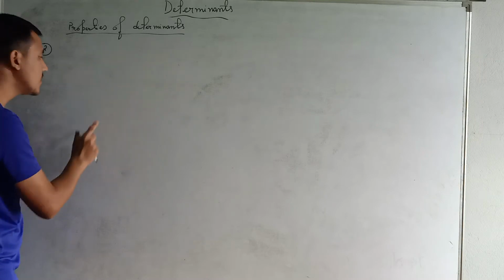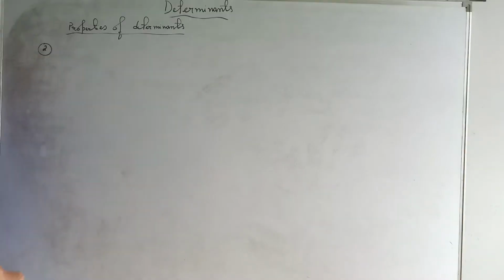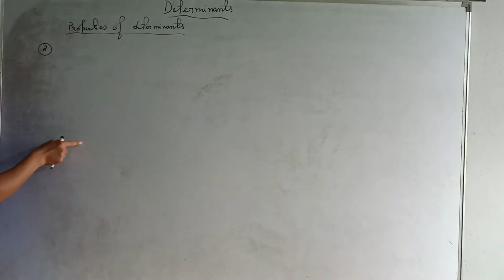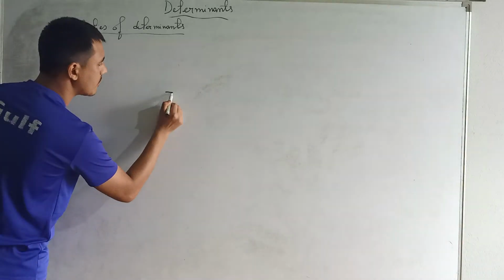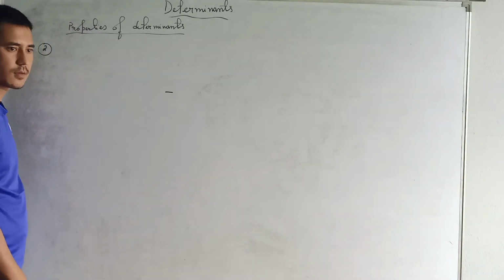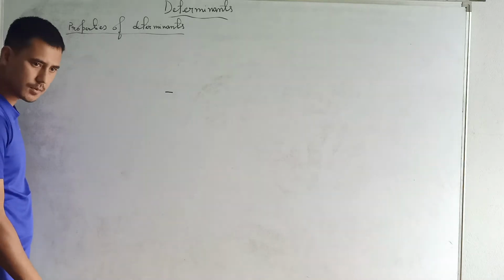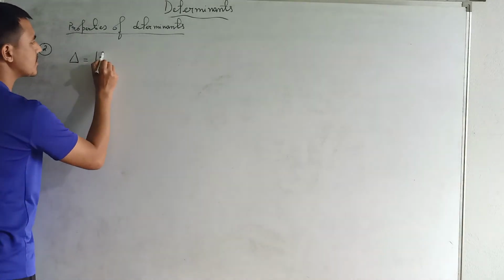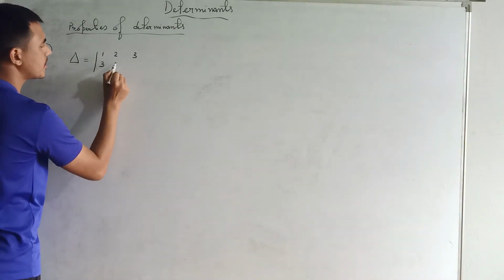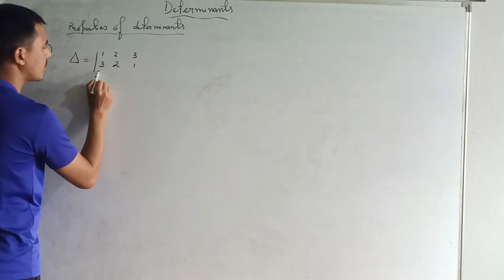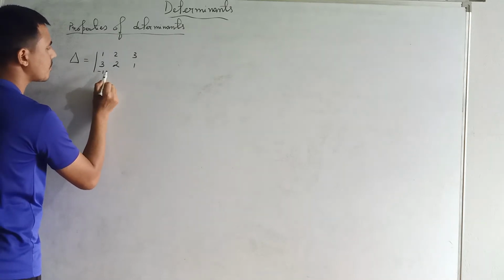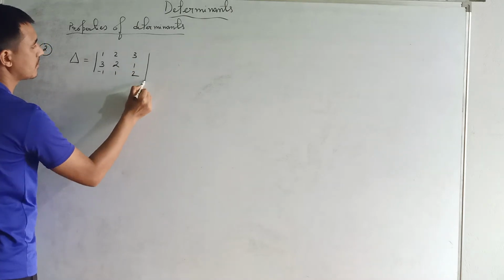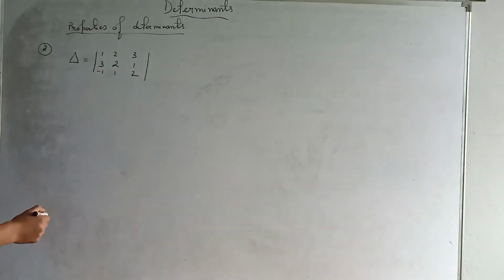The given determinant will become negative. Interchanging 2 rows will give a minus sign to the given determinant. Interchanging any two columns will produce a negative sign on that given determinant. Are you getting me? Let me take an example. Suppose your determinant is 1, 2, 3, 3, 2, 1, minus 1, 1, 2. Is it okay? So this is your given determinant.